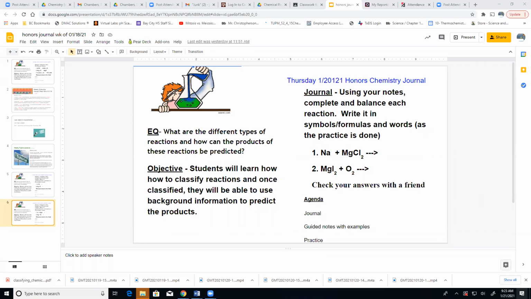This is your paper just to correct and make your own notes on. If you want a red pen, I should have some. All right, let me find it in here.